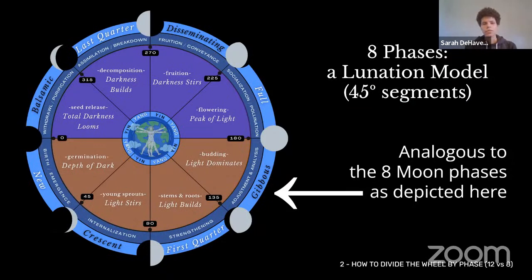So that is the 360-degree wheel divided into 45-degree segments, which we can see here: new phase, crescent phase, first quarter phase, gibbous, full, disseminating, last quarter, and balsamic. And you may have different words that you have heard with regard to these phases. Some people say last quarter phase is third quarter phase, for instance. So if you're not familiar with that, we'll be using this model in this class. Hopefully it won't be too confusing.